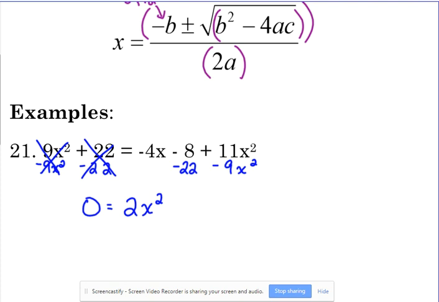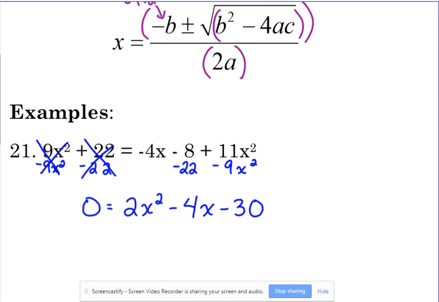Next comes my x term. Well, I didn't do anything to that one, so it just comes down. Minus 4x. And then my constant term, I've got minus 8 minus 22. That's minus 30. Now, some of you may think this is overkill, but it's good practice.